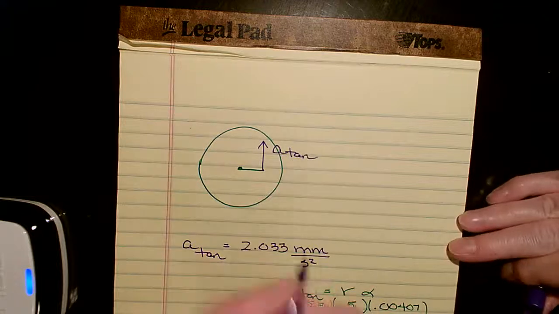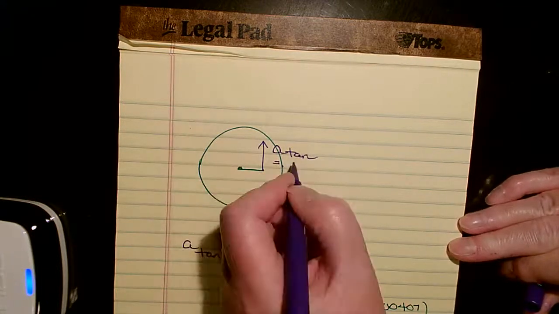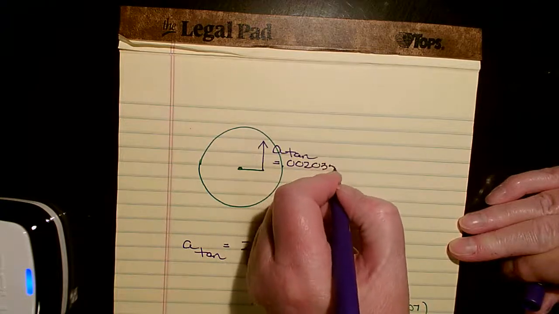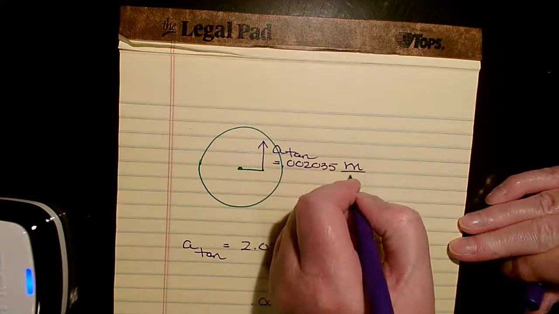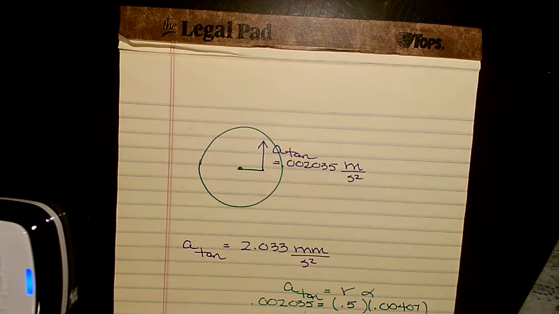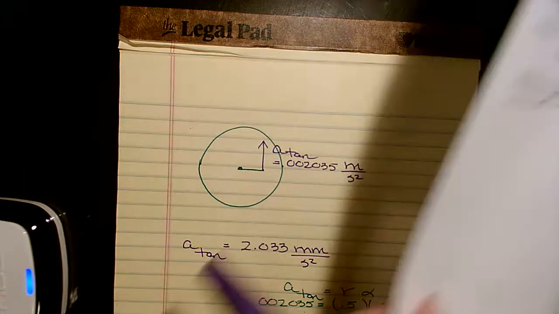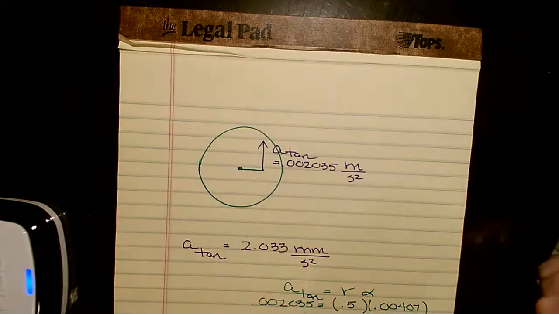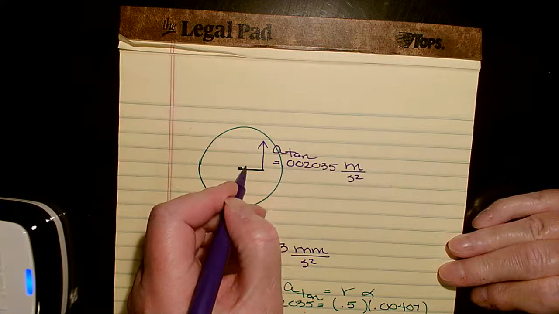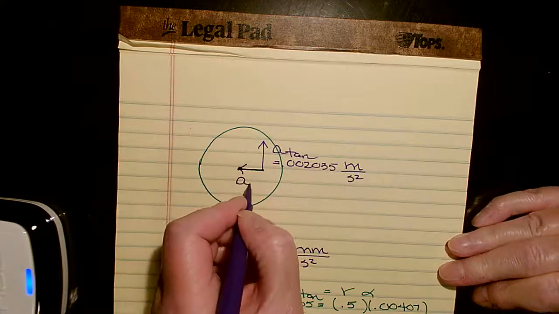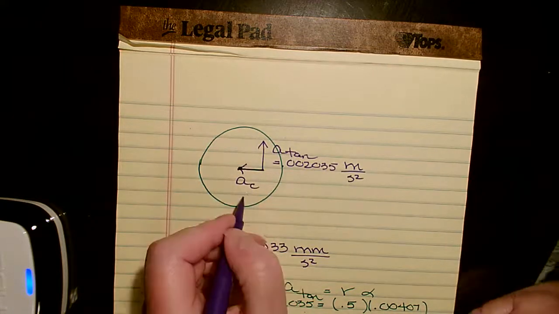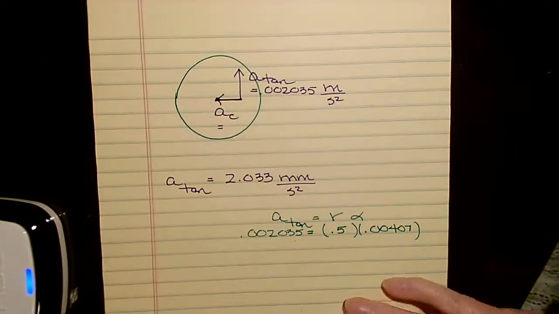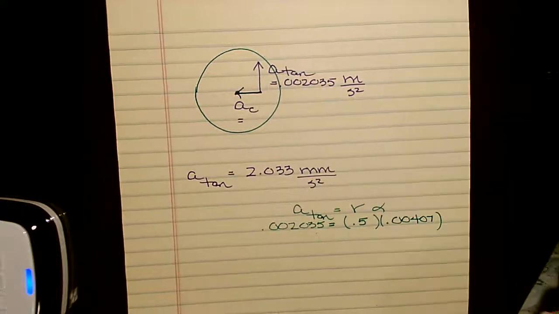Now I'm going to write this on my picture. All right, so A tan is 0.02035 meters per second squared. All right, but we are trying to find the net linear acceleration, which is made up of an A tan and the centripetal acceleration, AC. I just got to figure out what the centripetal acceleration is now. This problem is kind of long and involved, but I kind of like it.